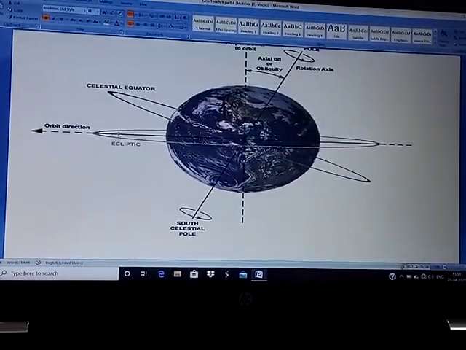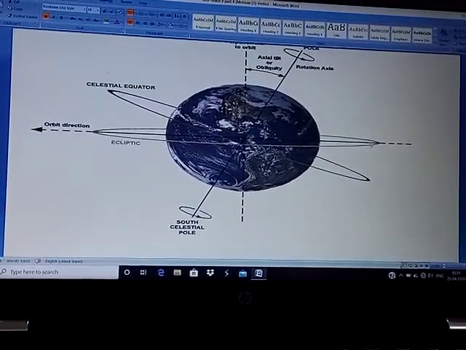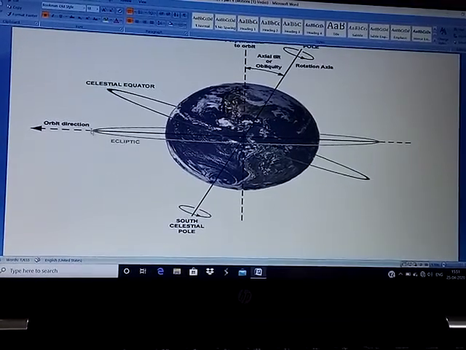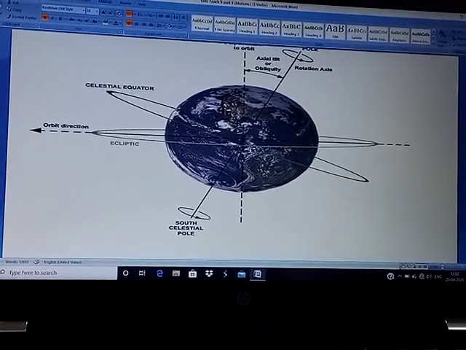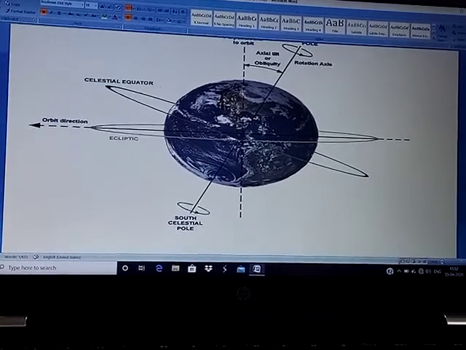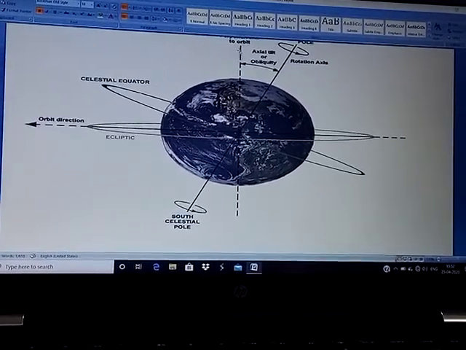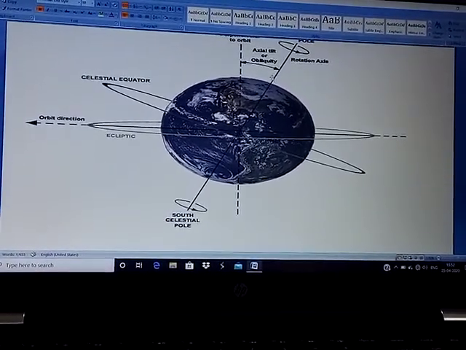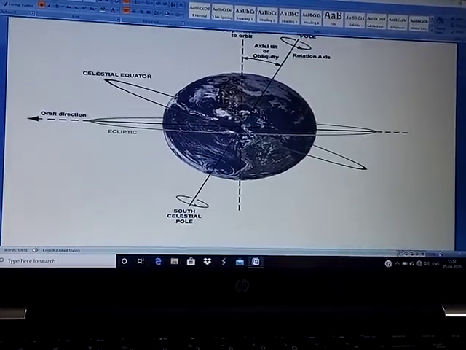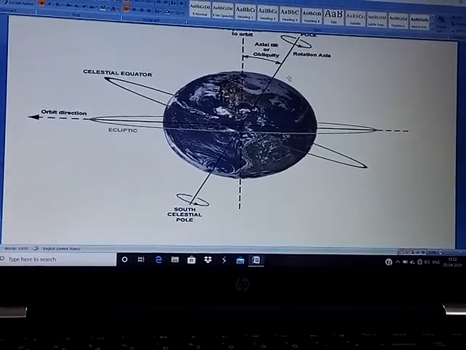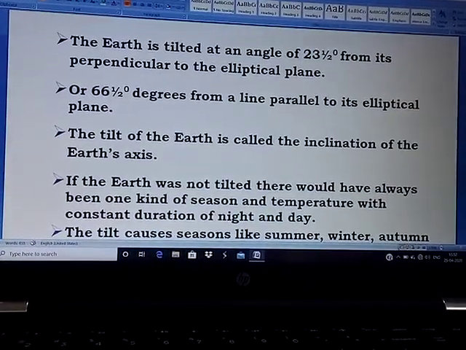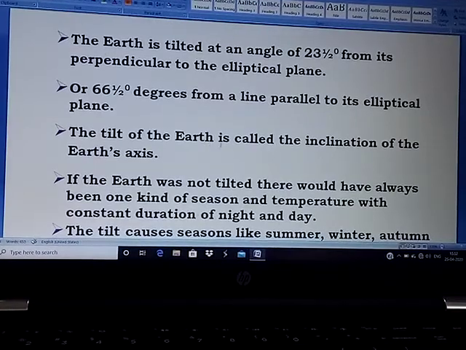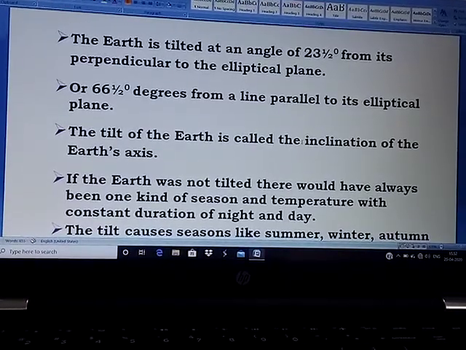Now this path, this circle orbit, which is almost parallel to the equator, is called the plane of orbit. From here the perpendicular, so from here it is 23.5 degrees. Otherwise, from the orbit to the axis is 66.5 degrees. The tilt of the earth is called the inclination of earth's axis.